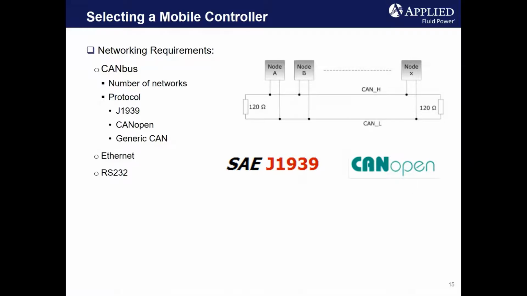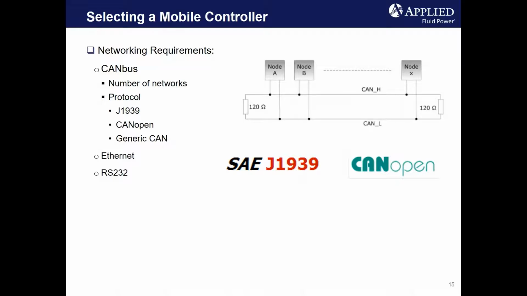J1939, CANopen, generic CAN. J1939 is the most common CAN protocol for mobile hydraulic applications. It's used for engine communication. CANopen is more common in industrial applications, but still has a presence in mobile control systems. CANopen can be used for various CAN transducers, whether that's inclinometers, etc.